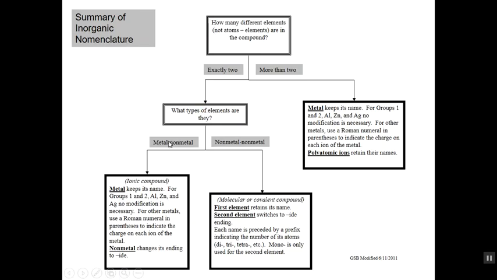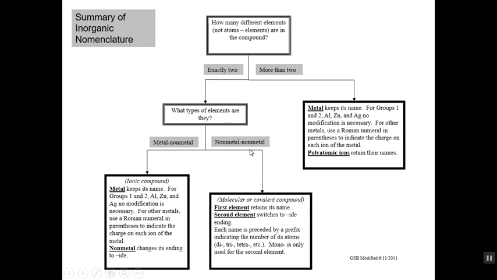And so if it's a metal and a nonmetal, we're in our ionic case, the one we saw in Unit 14. So groups 1 and 2 keep their name, aluminum, zinc, and silver. No modification necessary for those. Remember, aluminum, zinc, and silver are 3, 2, 1. And for the other metals, you put a Roman numeral with it to indicate the charge on each ion of the metal. For nonmetal, you change the ending to IDE. Okay, so this is where our sodium chloride comes from, our barium nitride comes from, those types of things.